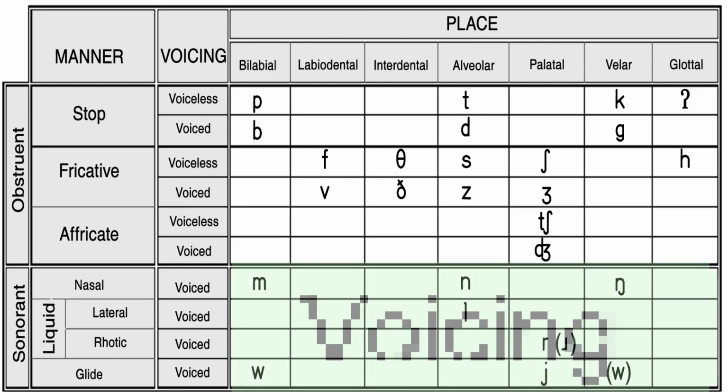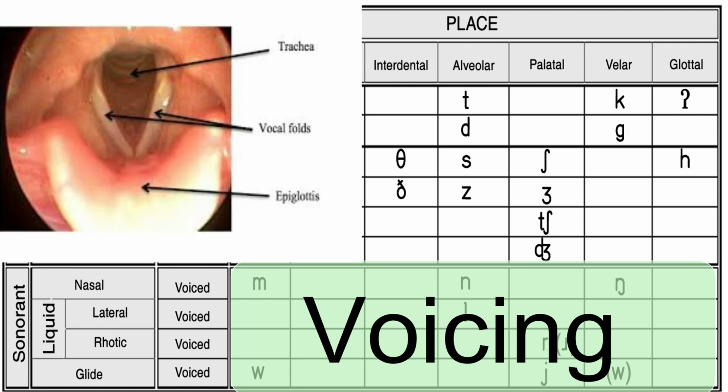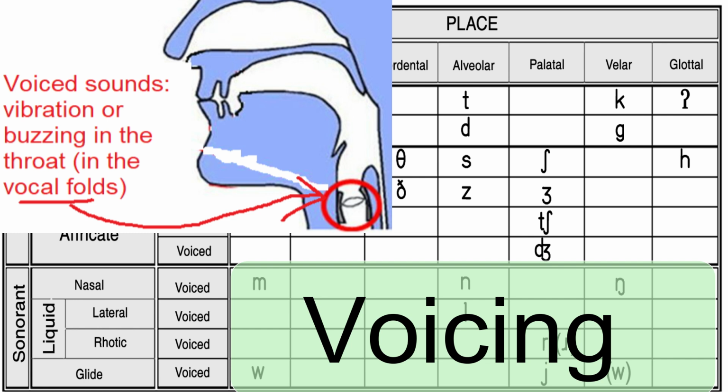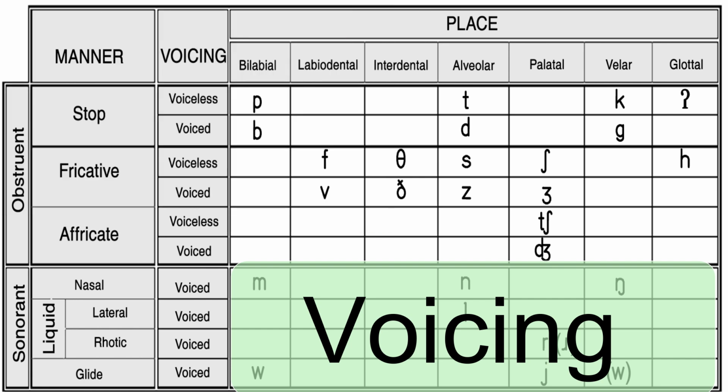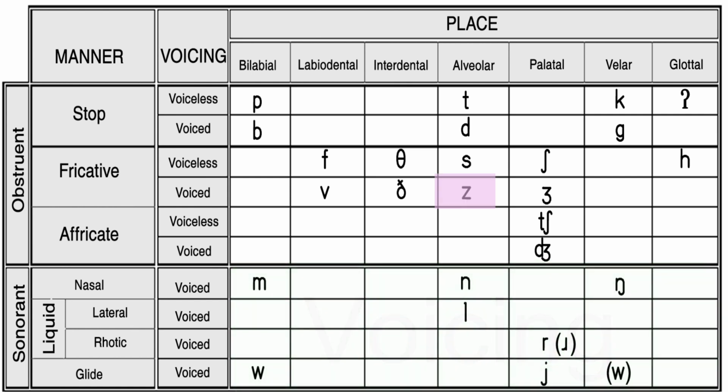Voicing. All sounds can be grouped into voiced or voiceless, or unvoiced. Voicing is concerned with the vibration of the vocal folds. To tell if a sound is voiced or voiceless, touch your throat gently. When you say a voiced sound, you can feel a vibration or buzzing in your throat. For example, when we say z, there is a vibration, but when we say s, there is no vibration.